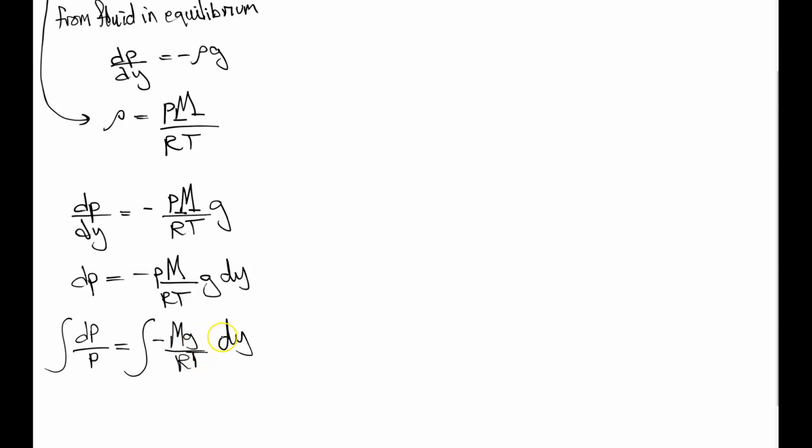And now if I integrate both sides, notice that m, the molar mass, g, acceleration due to gravity, R, and T are all constant at a specific y value, so these can all come out of the integral sign. And if we do that, we get minus mg over RT integral of dy. This is going to be from some pressure point P1 to some pressure point P2, and this will be from some height Y1 to some height Y2.